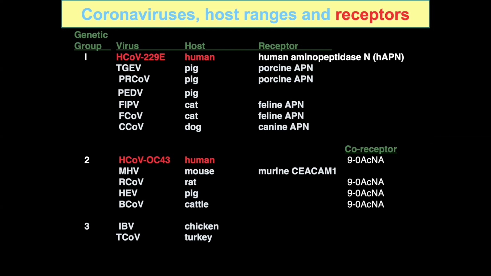And for coronaviruses and receptors, as I alluded to earlier, in different genera we have aminopeptidase N for human coronavirus 229E, which is a human respiratory pathogen. While for the newer viruses, we have the ACE2 receptor. And for others, in genus 2, we have the carcinoembryonic antigen CEACAM1 and acetyl neuraminic acid, sialic acid, also being a receptor.